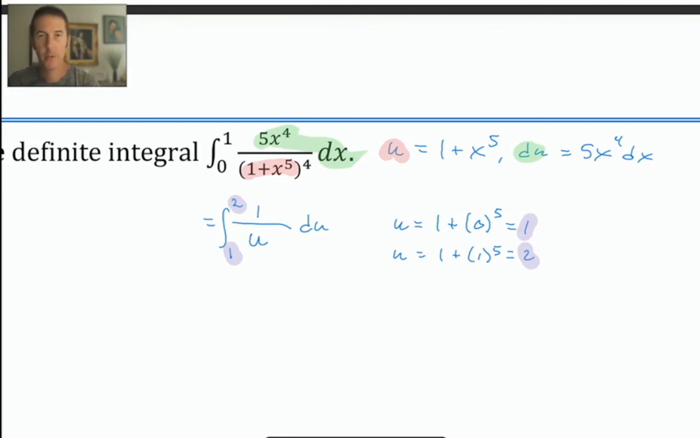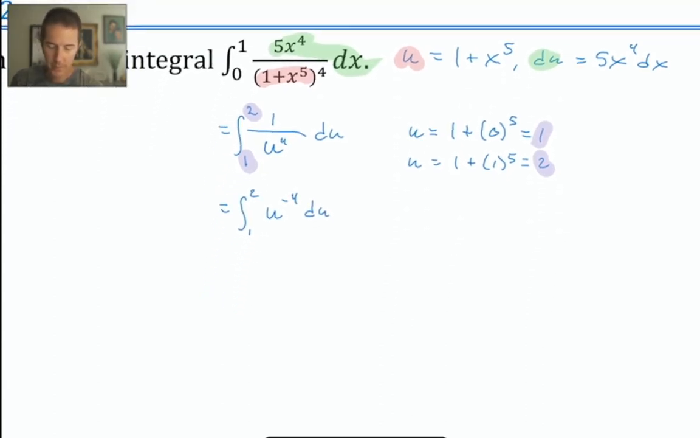That's where those came from. Those are now, my limits of integration are now u values instead of x values. Let's integrate. What is the integral of 1 over, oh, that's 1 over u to the 4th power, sorry. What's the integral of 1 over u to the 4? It's the same thing as the integral of u to the negative 4th power, du.